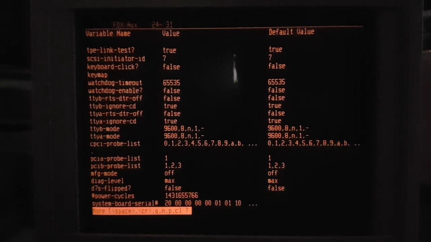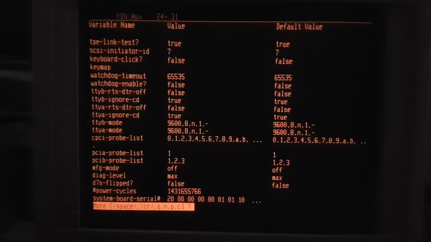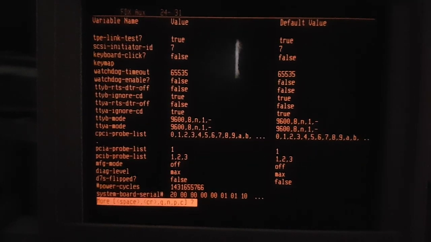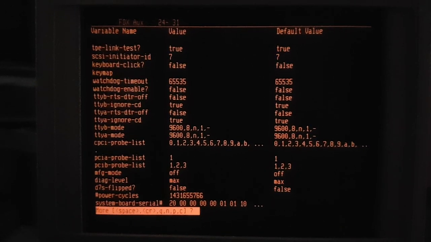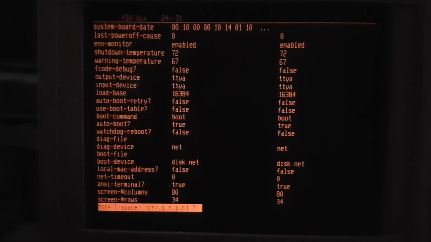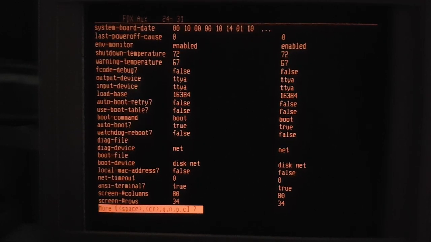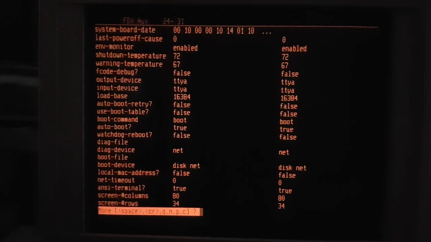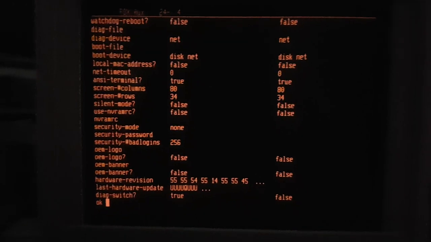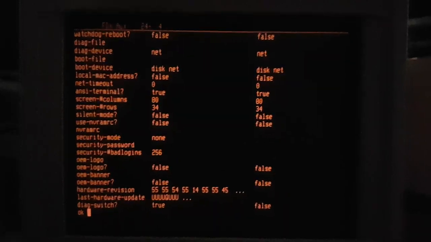Well, I gotta make a few changes here. Diagnostics level is fine. Power cycles is pretty screwed up. That's got a number sign in front of it. Power cycles. Auto boot. That's a problem. Diagnostics device. Okay. Let's see if we can do this.